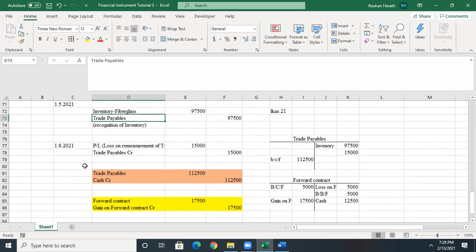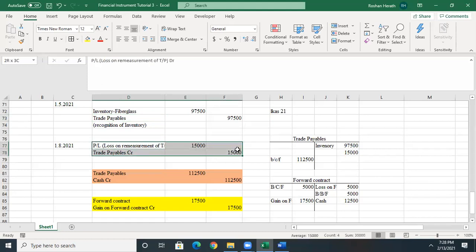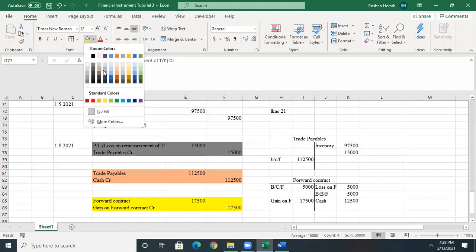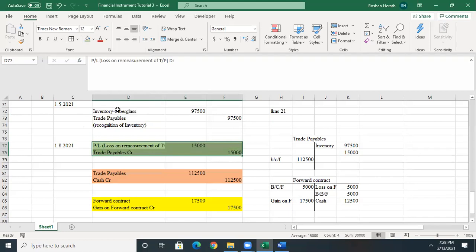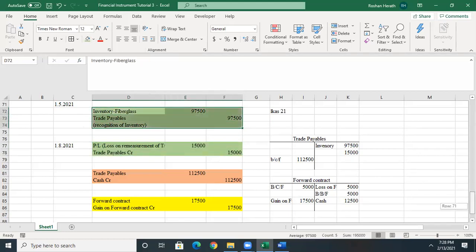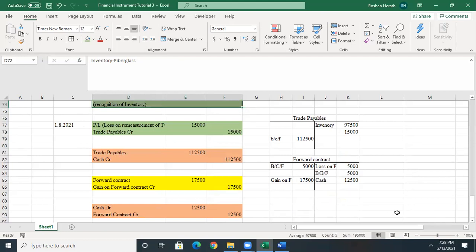So it's a kind of monetary asset, again initially, then the reporting date, and then the maturity. But here the reporting date is not there, but we took the maturity. And this is the remeasurement we did. And finally, we eliminated it. That's it.